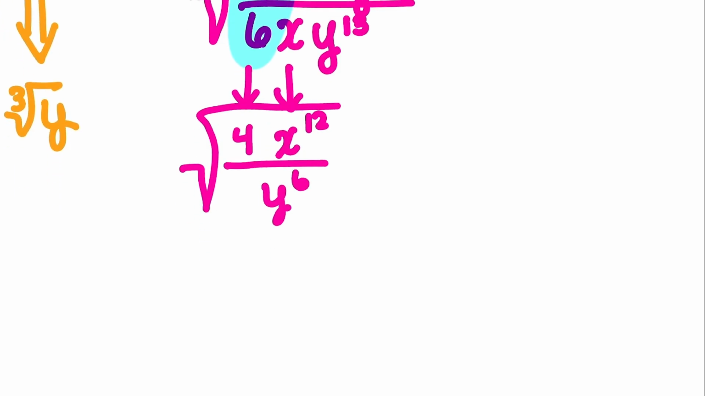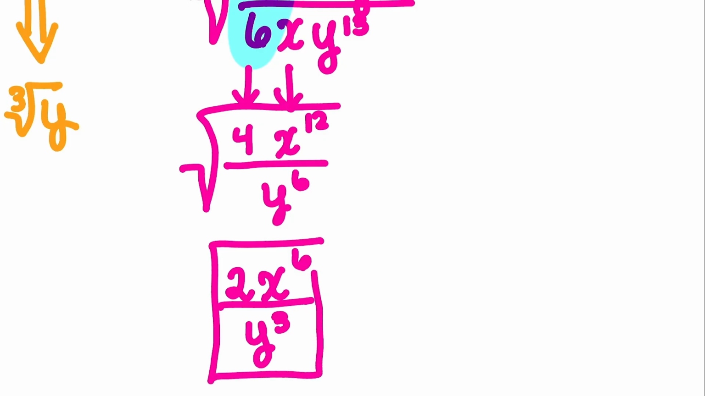The square root of 4 is 2. The square root of x to the 12th is evenly divisible, so we would get 6 groups of 2 x's, which is going to be x to the 6th. And then if we do the square root of y to the 6th, we would end up getting y cubed, excuse me. Okay, and then this is our final answer here.